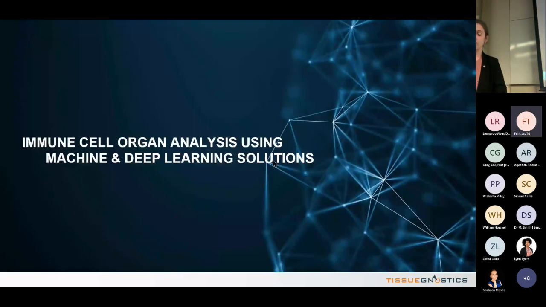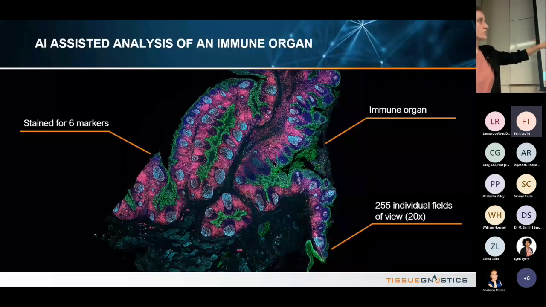Okay, what we also have now in our software, which makes life much easier for researchers, especially when they do not have such a background in image analysis, is our machine and deep learning solutions. So we will come to that now. This is an example also from a customer. I think it's a lymph node. It's for sure some kind of immune cell organ. And this was stained for 6 different markers, so for some immune cell markers.